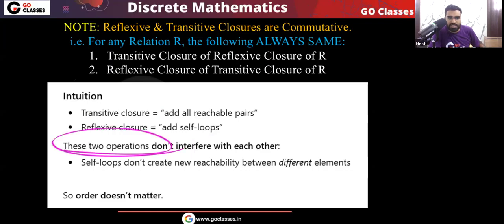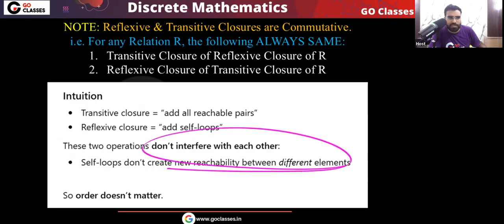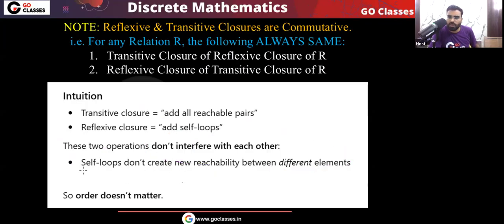Now remember, these two operations, transitive closure and reflexive closure, do not interfere with each other. What does it mean? It means that self loops do not create new reachability between different elements. Because of adding a self loop, new reachability between different vertices will not be created. Okay, very simple. So order doesn't matter.